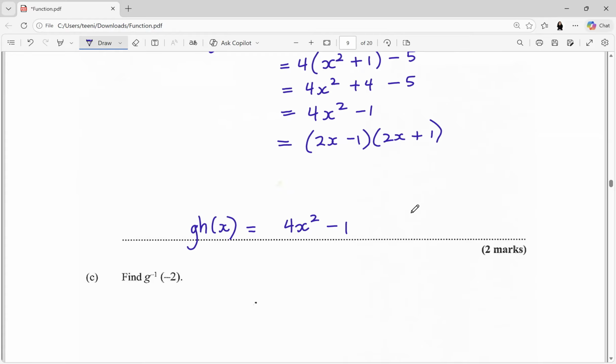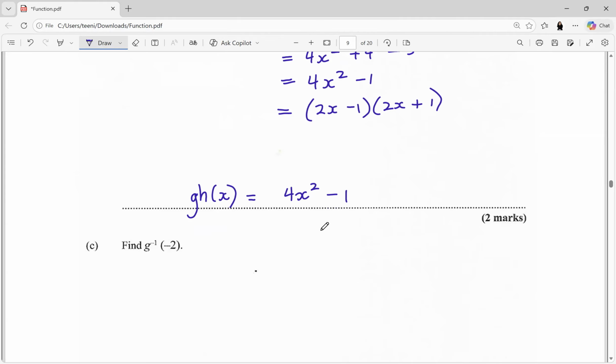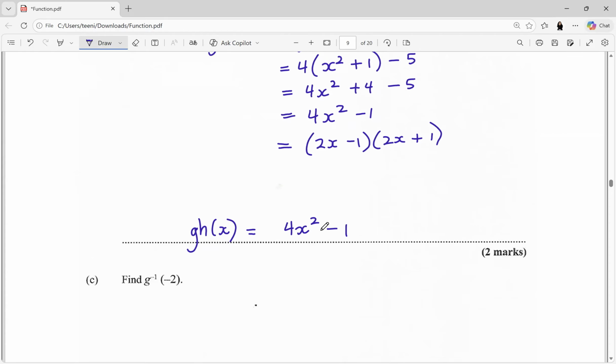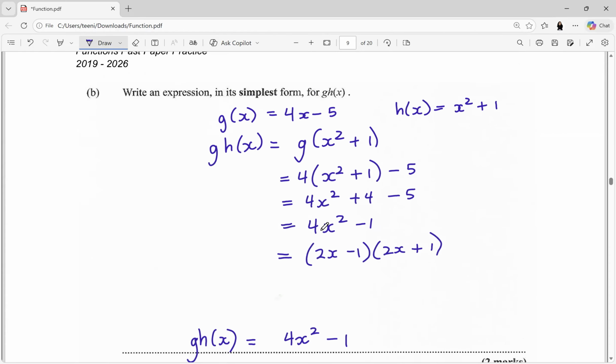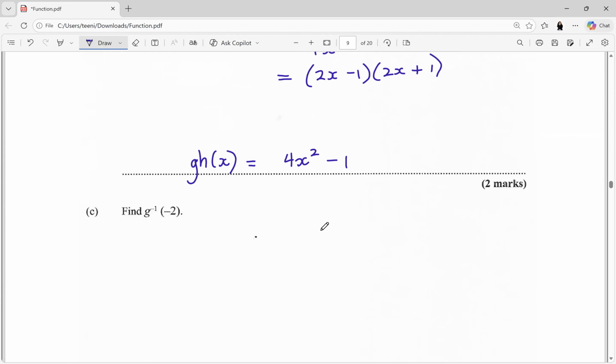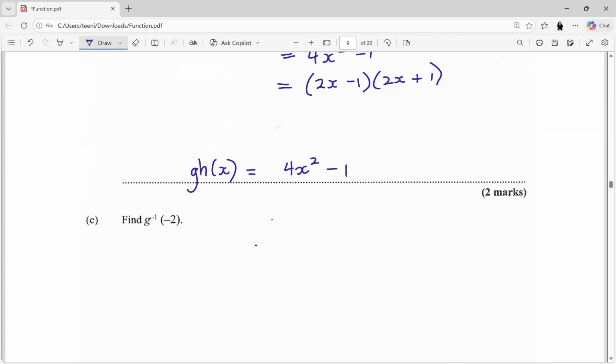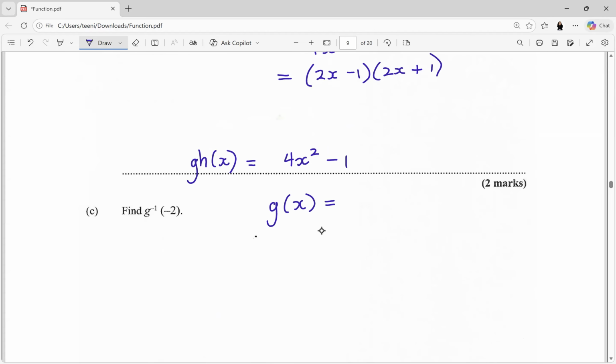Now we need to find g inverse of -2. So you would find g inverse first and then substitute the -2 in there. So g of x is equal to 4x minus 5. Then for g inverse, first you let y equal g of x. So that would be y is equal to 4x minus 5. And then you interchange x and y.